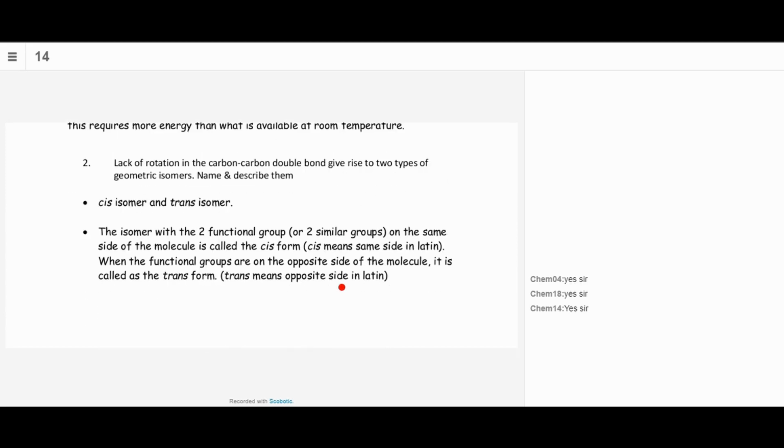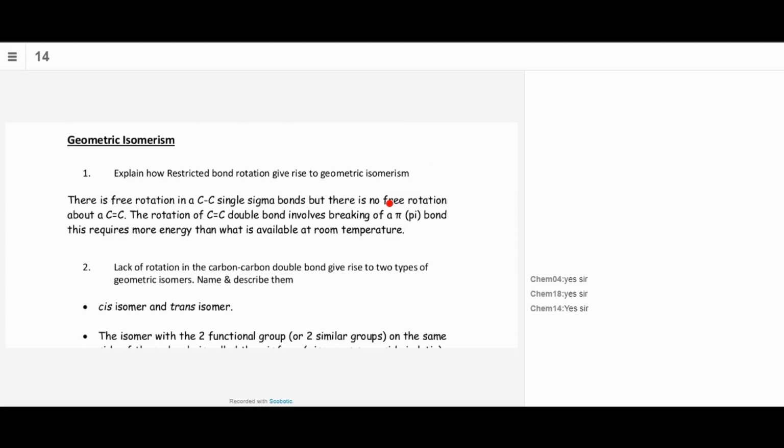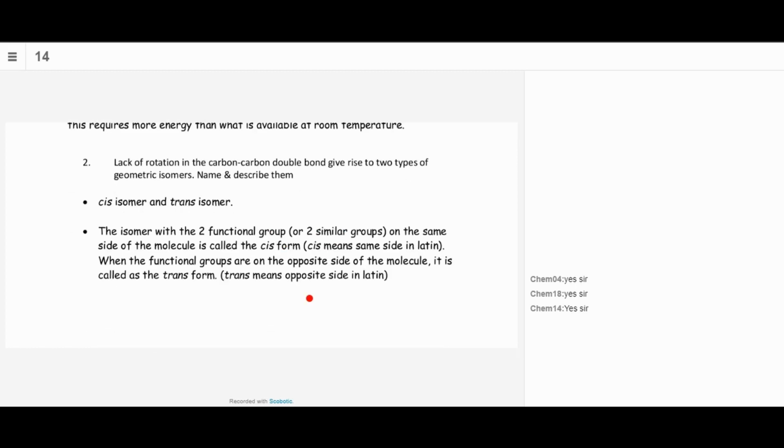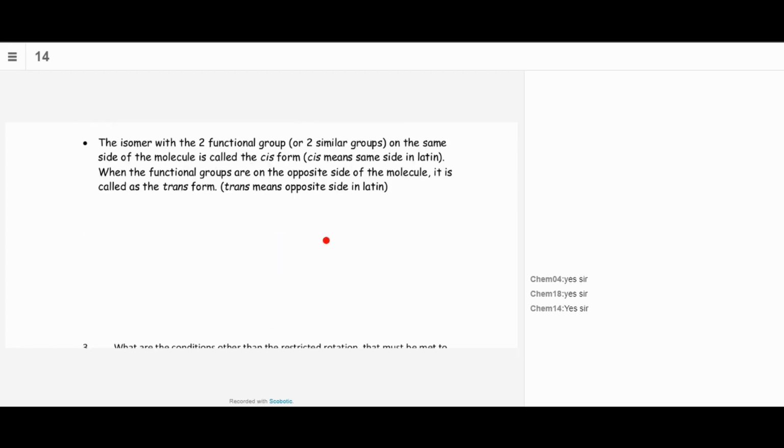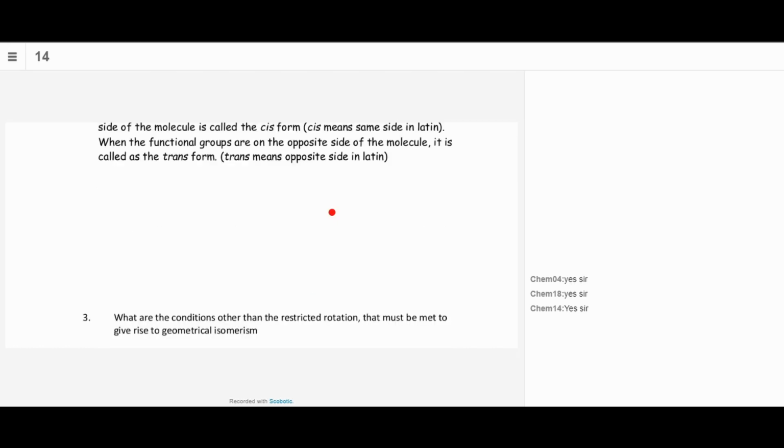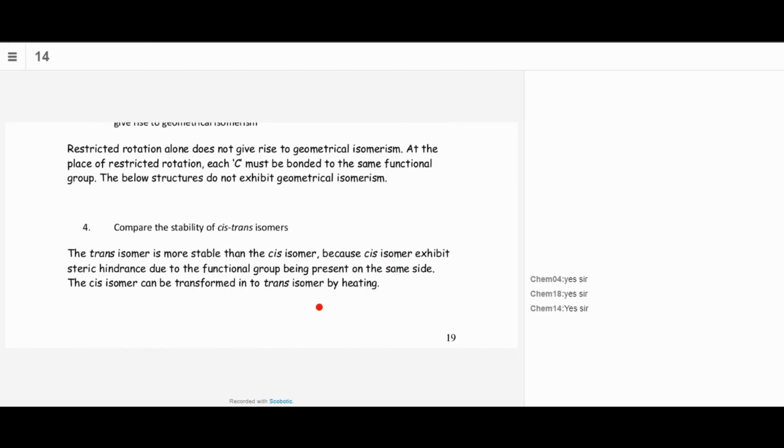And the second type of isomers are geometric isomers. Geometric isomers arise due to restricted bond rotation, which is the presence of a carbon-carbon double bond. And we got two geometric isomers, the cis isomer and the trans isomer. So there are two conditions that favor the formation of a geometric isomer. The first condition is the presence of restricted bond rotation, meaning the carbon-carbon double bond.